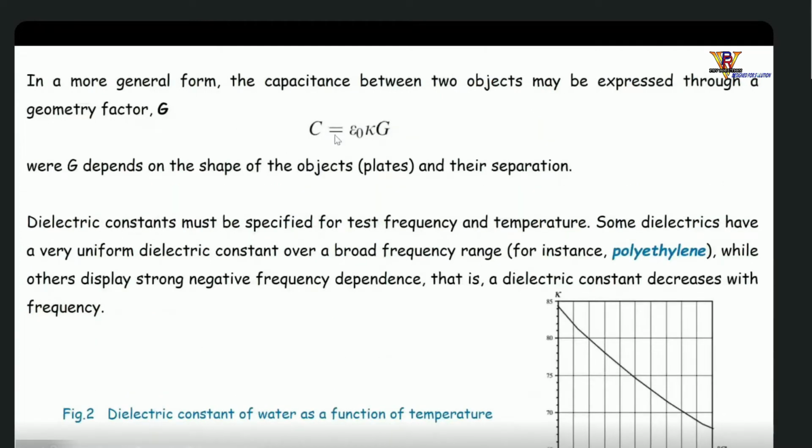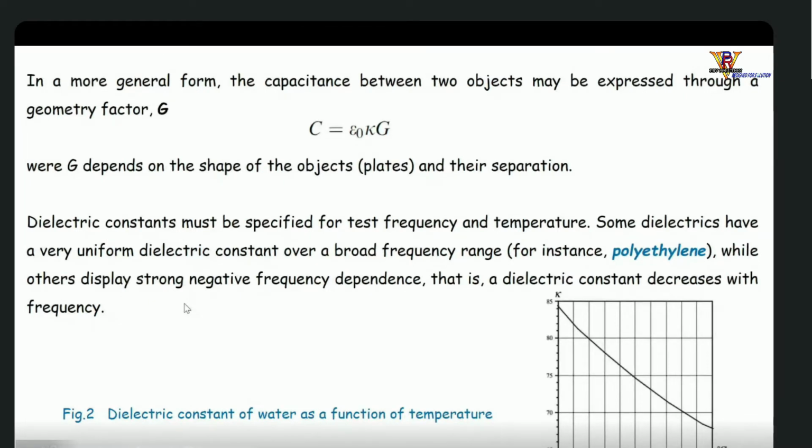So generally we can express the capacitance of any object by epsilon k into g, where g is the geometry factor, and that depends on the shape of the object, meaning the plates, whether it is a parallel plate or a cylindrical type of capacitor, and their separation, meaning the distance between the two. So depending on the shape of the object, we have different types of capacitors. Dielectric constants must be specified for test frequencies and temperature.